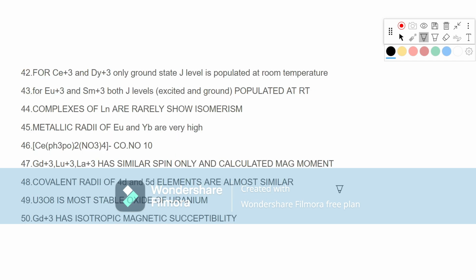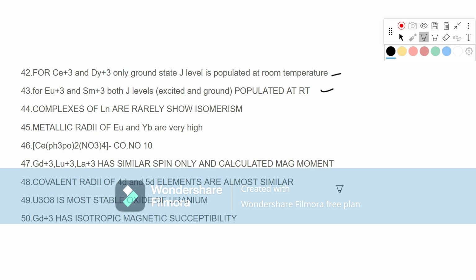Next one is, for cerium +3 and dysprosium +3, only the ground state J level is populated at room temperature. Okay, so if you take cerium +3 and dysprosium +3, the ground state J level is populated at room temperature. For europium +3 and samarium +3, excited state and ground state both J levels are populated at room temperature. Right, very, very important. These are previous year questions.